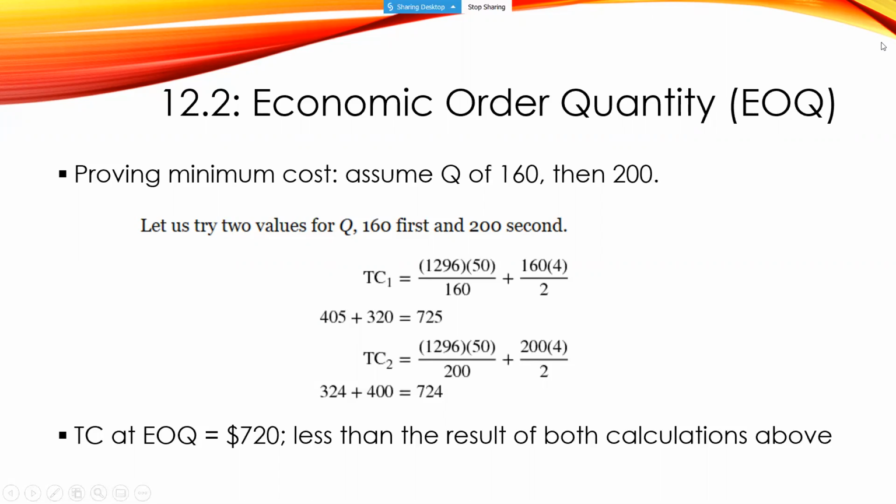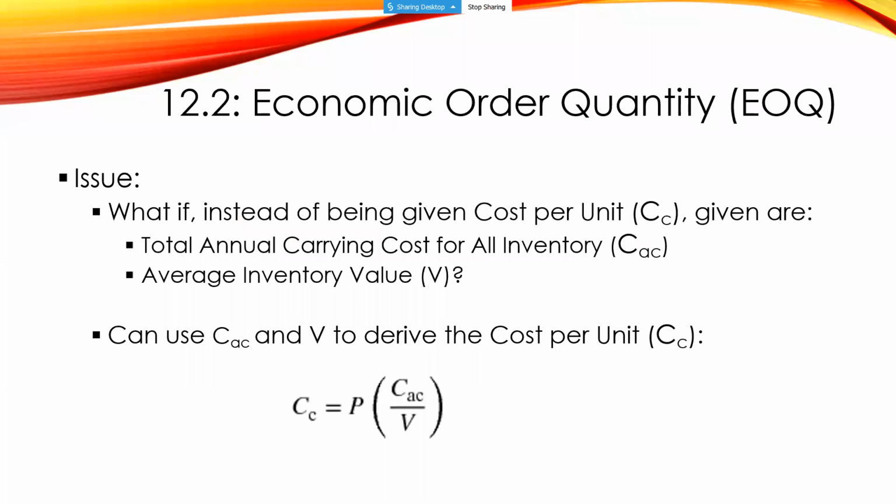So then they give us the wrinkle at the bottom of 248, top of 249. What if we're not given the carrying cost per unit? Maybe instead we're given the total carrying cost for all inventory and an inventory average value. So I threw a couple different variables at us. So we can use those variables to determine what that carrying cost is.